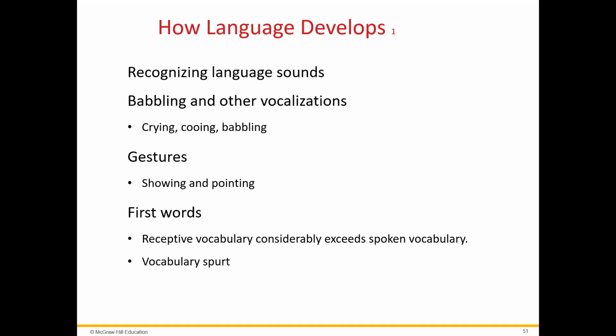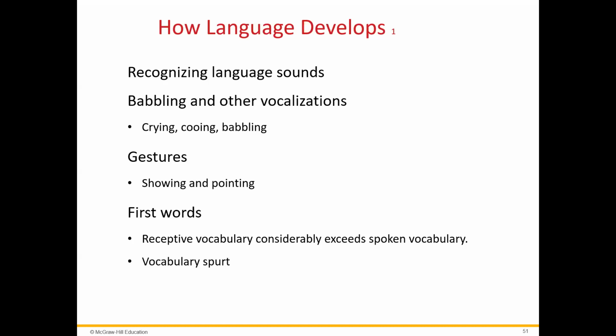Cooing is next. It begins around 2 to 4 months, and the baby will start making soft vowel sounds like ooh, ah. Okay, those are coos. It's all vowel sounds. Babbling begins around 6 months. Babbling now combines a consonant and a vowel. So it might be like la, la, ba, da, da.